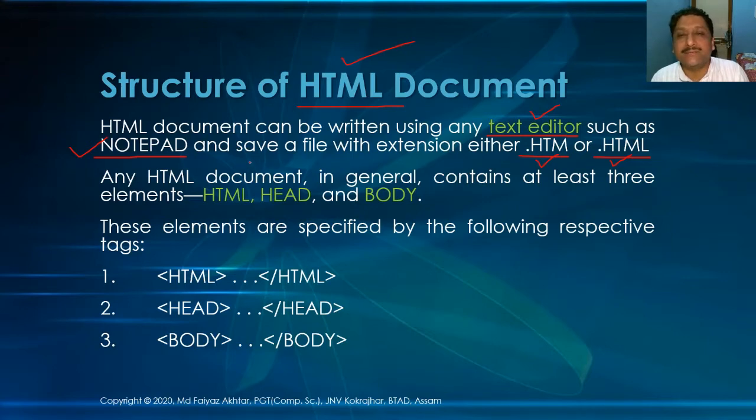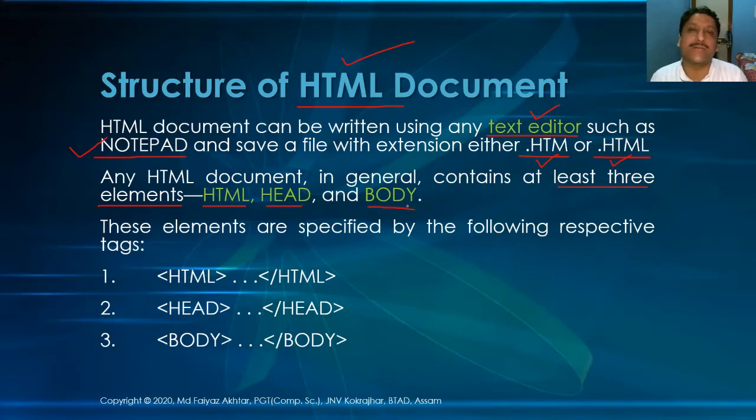Okay, and it will create an HTML document. And when we open this HTML document, it will be opened in a web browser. Now, any HTML document in general contains at least 3 elements. So to write programs in HTML, we can use any of these 3 elements, and these are also known as tags.